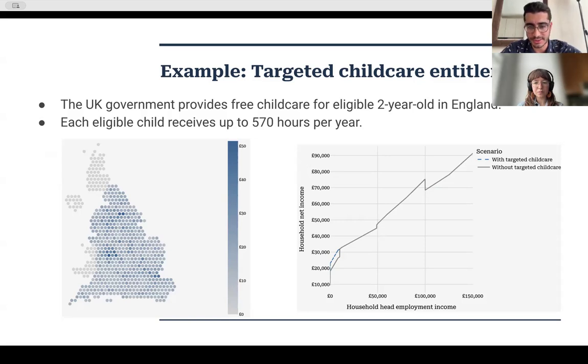On the right-hand side, you can see the effect of targeted childcare in each scenario, for example, without targeted childcare. Based on the employment income for the household, you can see that on the lower income ranges, we have a kind of impact on diminishing the targeted childcare.